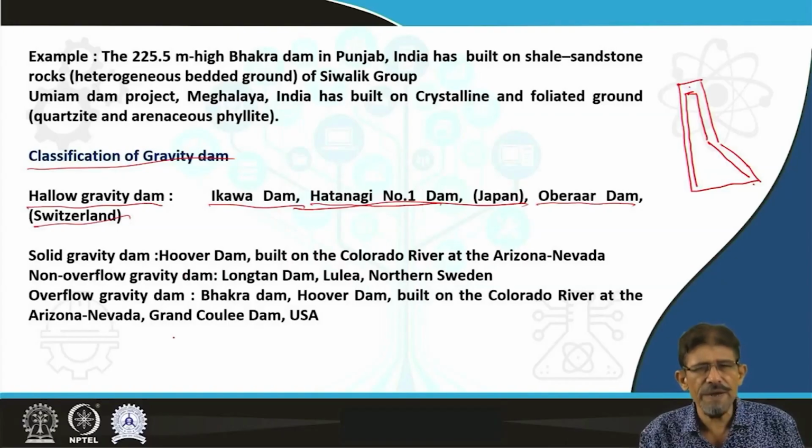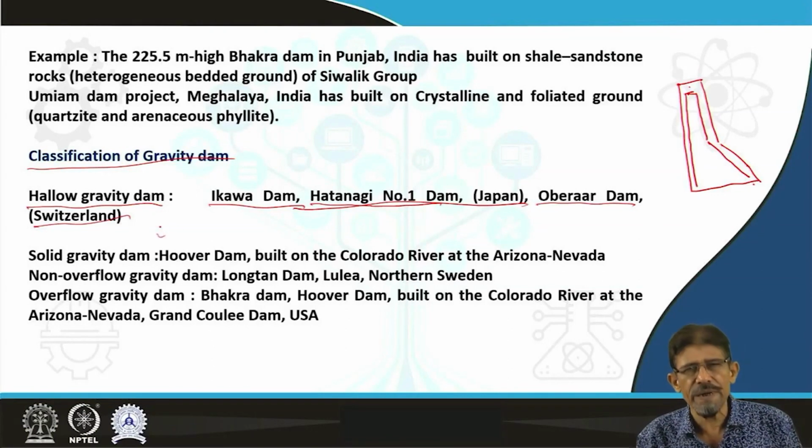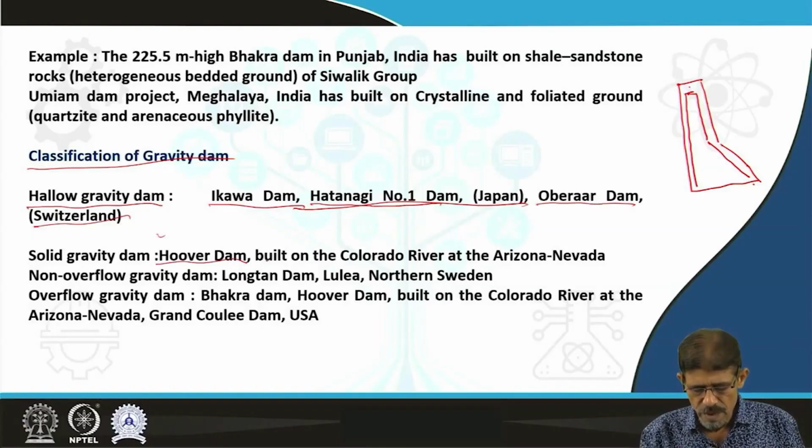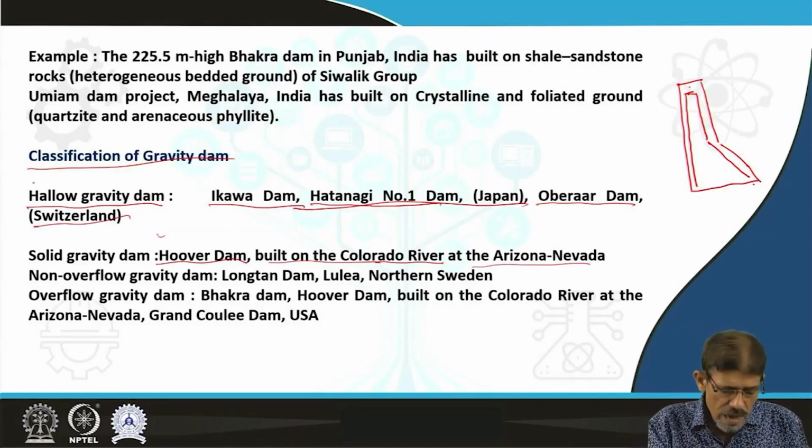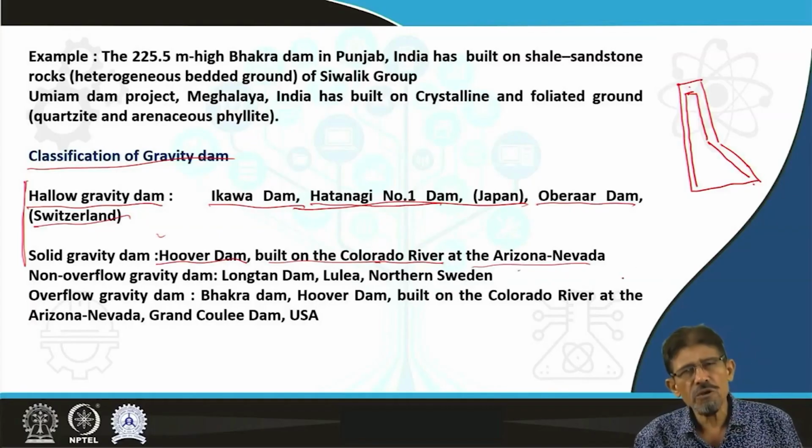Solid gravity dam: we have a number of gravity dams, all almost solid in nature to improve the gravitational force. One good example of a solid gravity dam with curved downstream side is Hoover Dam, built on the Colorado River at Arizona, Nevada, USA. Bhakra Nangal Dam is also a solid gravity dam. Other gravity dams we generally prefer to make solid, except a few.